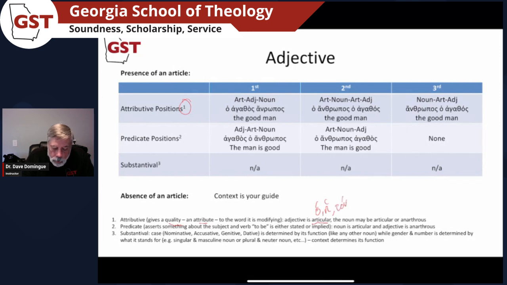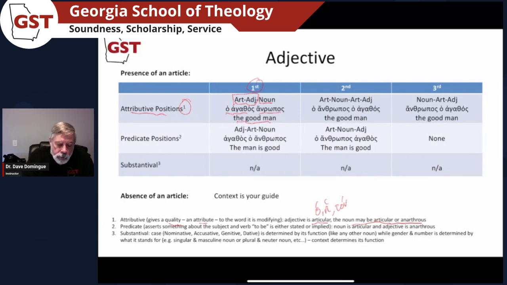It has an article, and the noun may be articular, having an article, or anarthrous, not having an article. So it could be either one. And so when we see what's called the first position, attributive first position, there's an article with the adjective, and in this case, there's no article with the noun. So ho agathos, article with the adjective, and no article with the noun. Ho agathos anthropos. And so it is the good man. We have good being the adjective, attributing something about man.